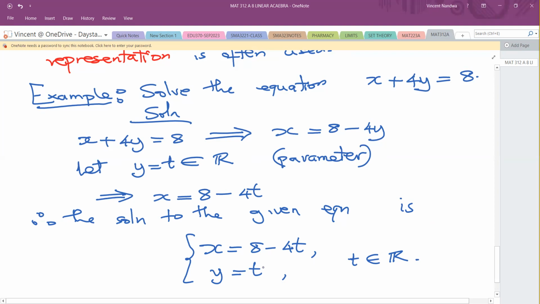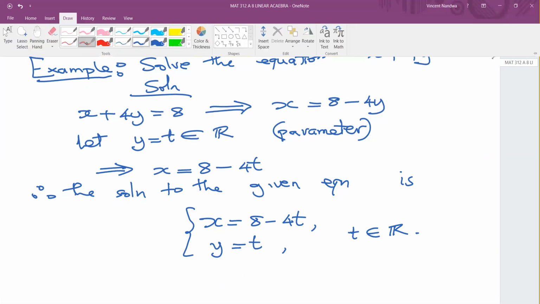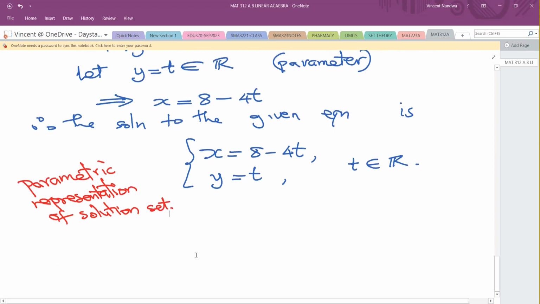When we fix any real number for y, we always get a corresponding value for x, and that pair will satisfy the equation. Such kind of arrangement is what we call parametric representation of solution set. So t is what we call the parameter in this case. And by this, that's not the only way.